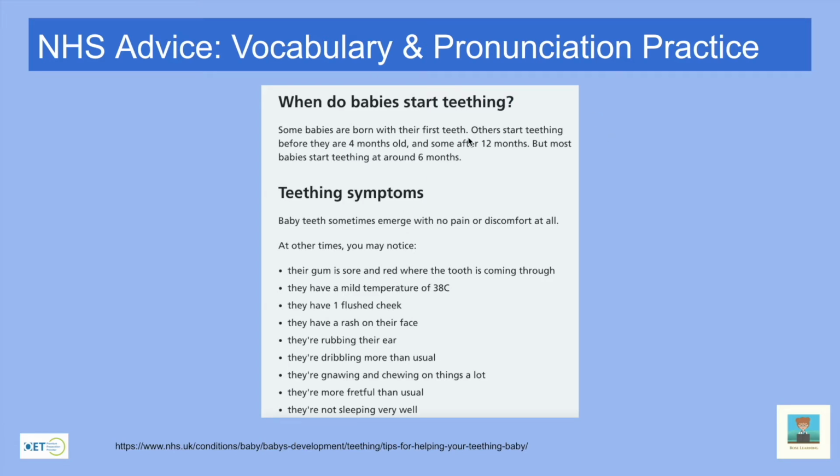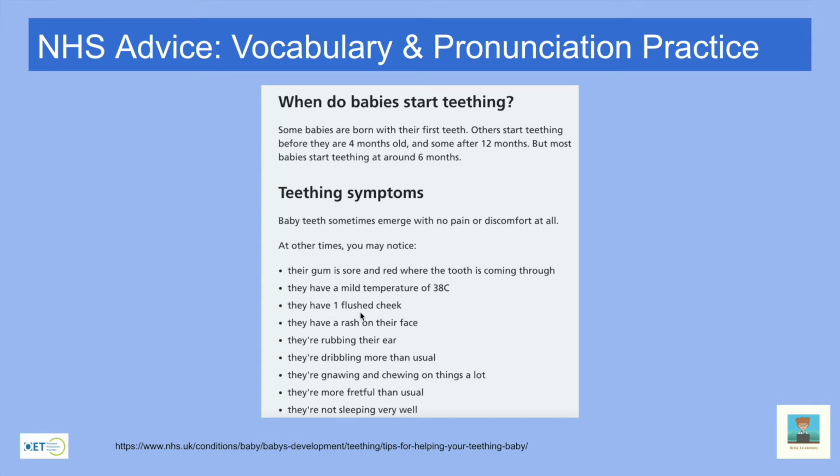So some babies are born with their first teeth already, and others start teething when they're about 4 months old or even after 12 months old, but mostly around 6 months. The symptoms: sometimes the teeth emerge with no pain, no discomfort. It's all lovely. But at other times, the baby's gum is sore, and red where the tooth is coming out. They might have a mild temperature, as the parent has indicated to you.